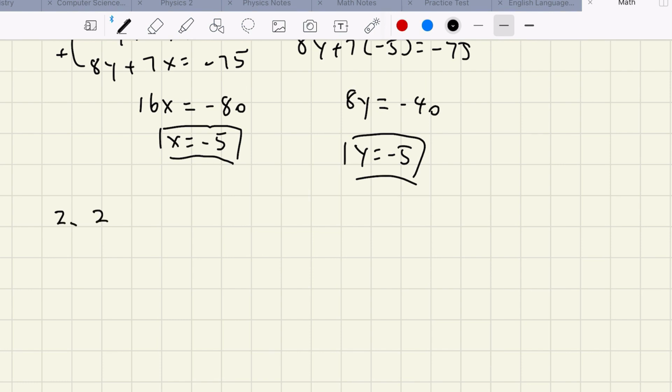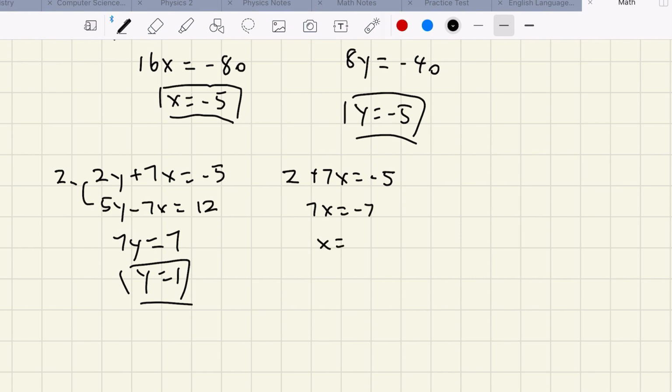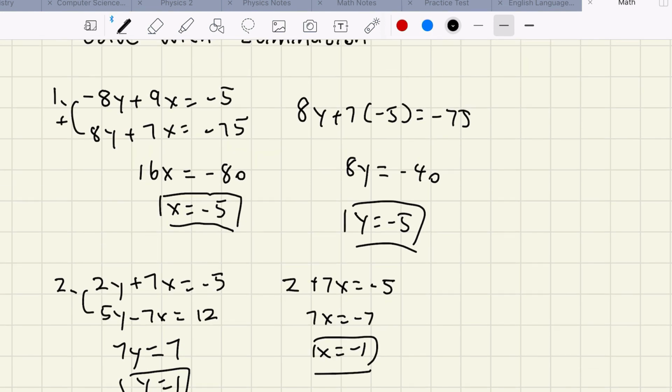These problems will be rather simple. 2y plus 7x equals negative 5. 5y minus 7x equals 12. So again, you can see that the coefficients for x are 7 and negative 7. So we can just add the two equations. 7 plus negative 7 is 0, and 2y plus 5y is 7y equals 7. y equals 1. Now plug that back in and you get 2 plus 7x equals negative 5. 7x equals negative 7, x equals negative 1. And there we go.